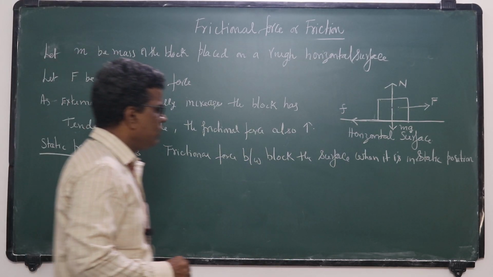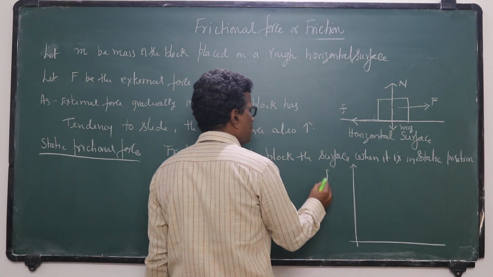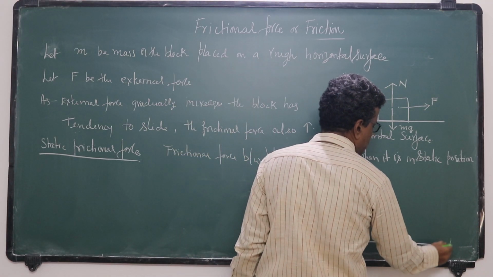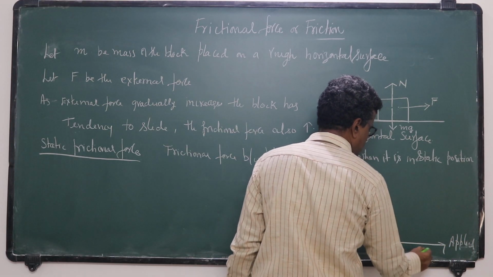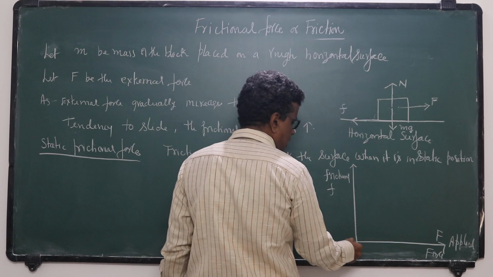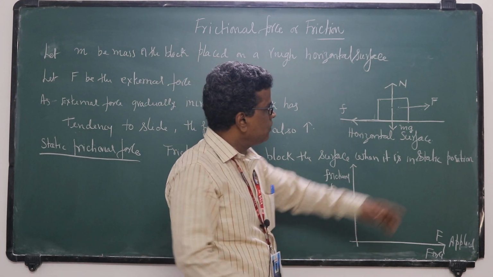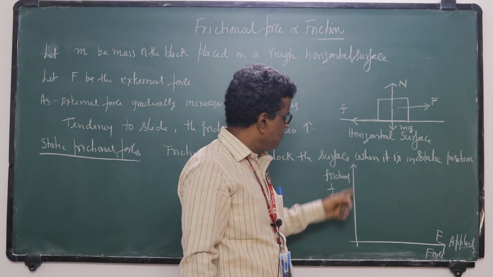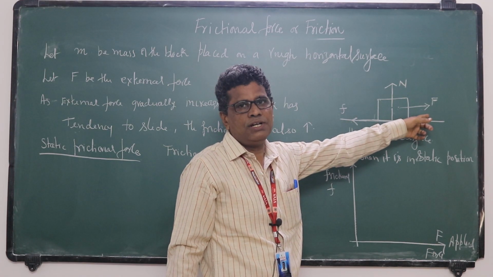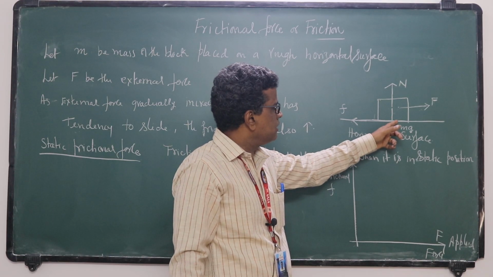So if you draw a graph between, see, this is the frictional force. Frictional force I represented with a small letter f, and this is applied force, capital F. So you draw a graph between this frictional force and applied force. When applied force is 0, there is no applied force here, this friction is also 0, isn't it? When there is no external force, the frictional force is also 0. When this external force gradually increases, the frictional force comes into action. Still the block will be at rest, then it opposes its motion.